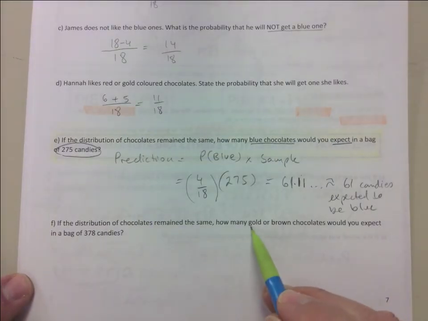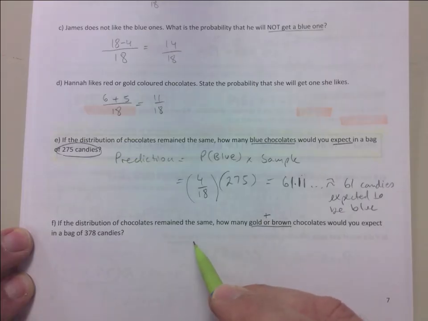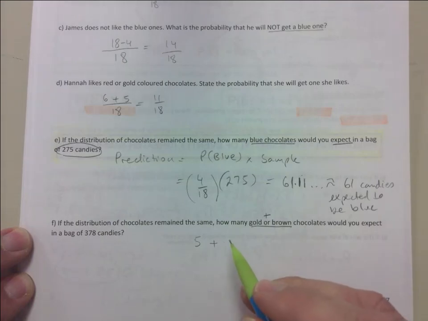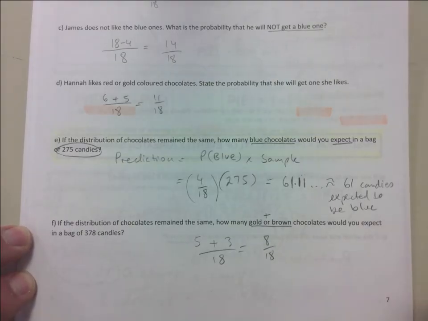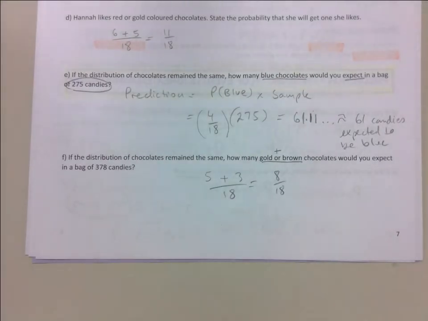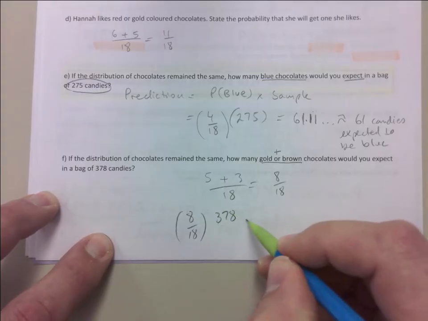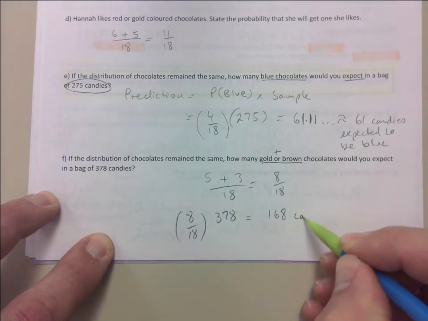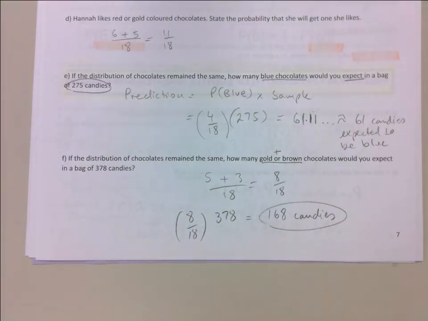If the chocolate remains the same, how about gold or brown? I haven't done that yet, so gold or brown, there's 5 gold and 3 brown over 18. That's 8 over 18. Okay, so I'm going to use that probability to predict what I'm expecting in the greater sample. So that gives you exactly 168 candies. So that's a round number. You're good.